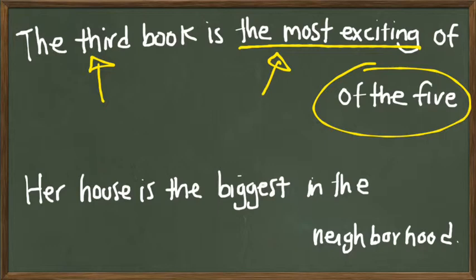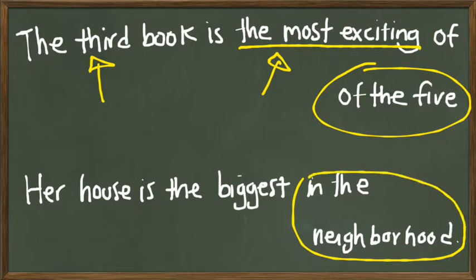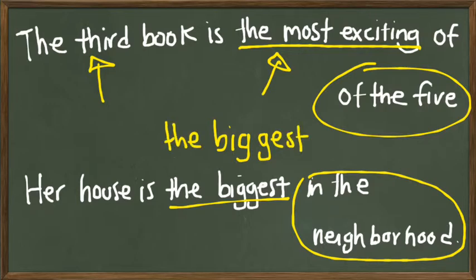Second example, her house is the biggest in the neighborhood. Then again, we have our group or universe, the neighborhood, referring to more than two houses. And then we have our superlative form, which is the biggest. The original adjective is big, and since it only has one syllable, we change it to big, the biggest.